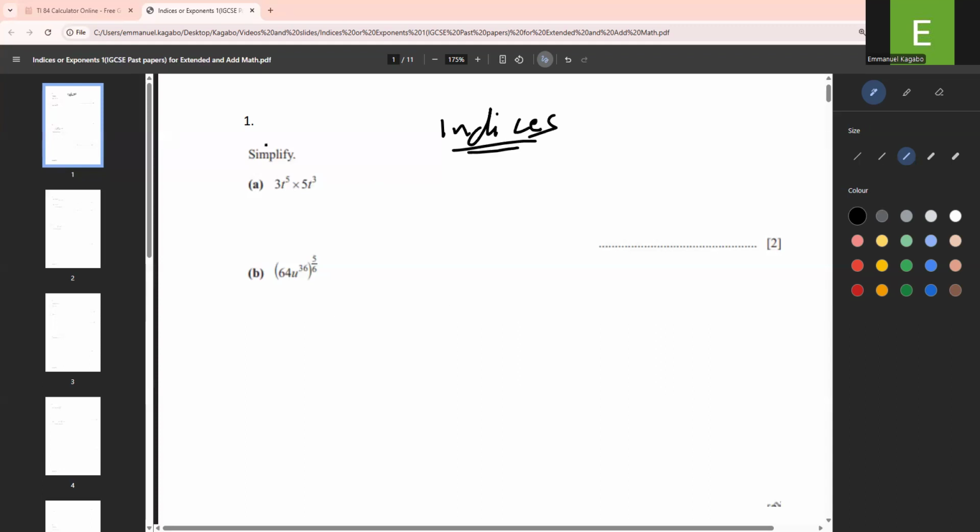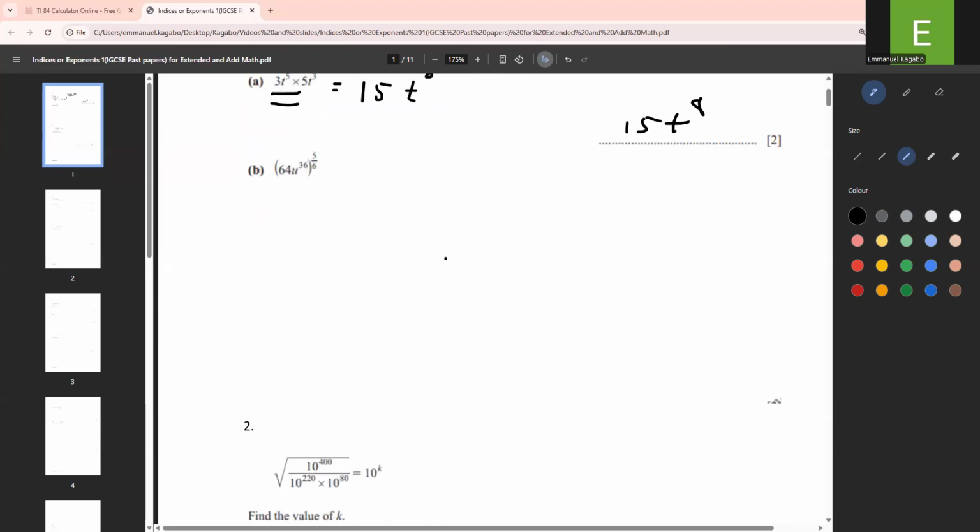Now, that's the first question. Very easy. What do you think the answer is going to be? This is easy. That's 3 times 5, that's 15. Whenever I'm multiplying numbers of the same base, you add the powers. So 3 plus 5 gives you 8. So the answer here is 15 power 8, easy as pie.